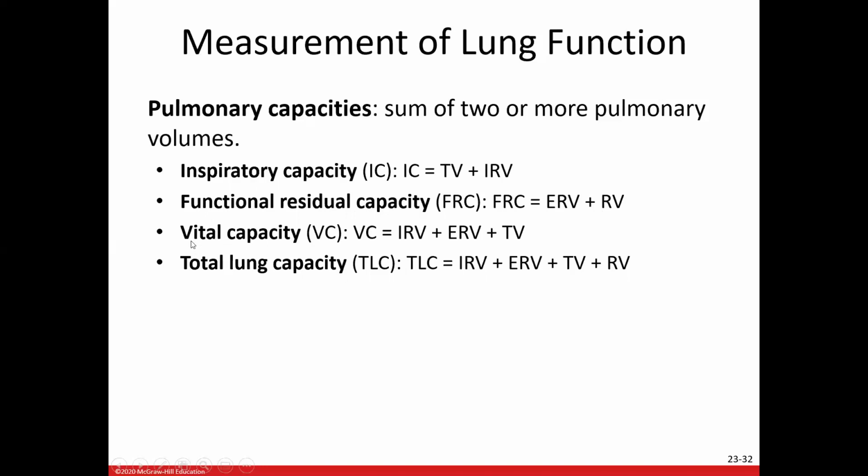Then you have vital capacity, and that is equal to your inspiratory reserve volume, amount of air you can forcefully inhale, plus your expiratory reserve volume, the amount of air you can forcefully exhale, plus your tidal volume, the amount you inhale, exhale at rest. Then finally, we put it all together with your total lung capacity, which is equal to everything added up. So the inspiratory reserve volume, expiratory reserve volume, tidal volume, and then your residual volume, the amount after you do that forceful exhale. So we add all those up and you get the total lung capacity for an individual.